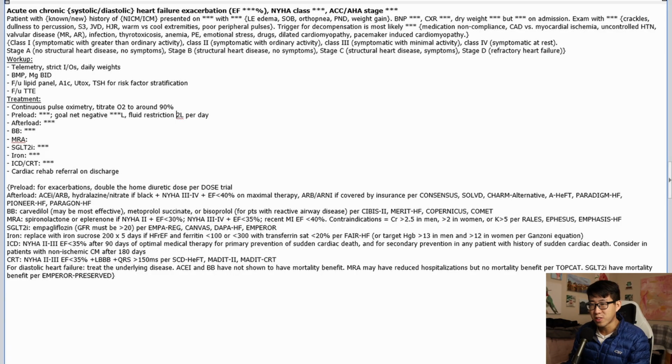And then we talk about afterload reduction, a beta blocker, mineralocorticoid receptor antagonist, SGLT2 inhibitors, iron for heart failure with reduced EF, ICD, and cardiac resynchronization therapy. And then usually we need to place a cardiac referral on discharge. And so this makes sure that you're not going to miss any of those treatments.